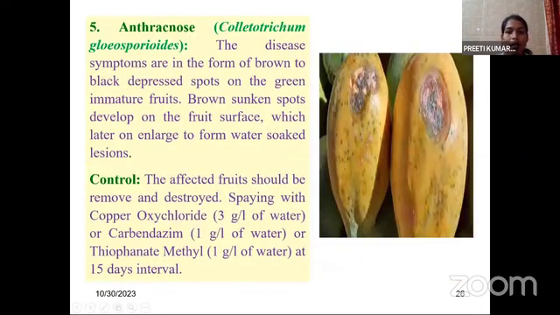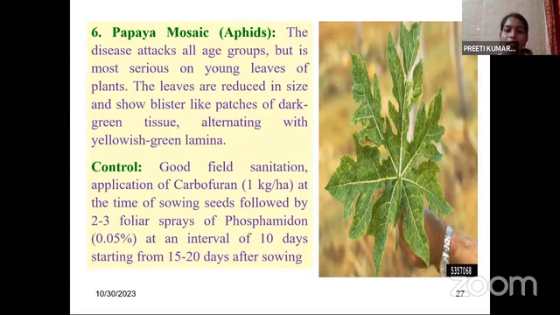Then moving next, anthracnose. The disease shows as brown-black, dressed spots on the fruit, and we can see them on green immature fruits. Affected fruits should be controlled and removed. If the fruit is affected, the control measure is that we have to remove it and spray copper oxychloride or carbendazim at an interval of 15 days.